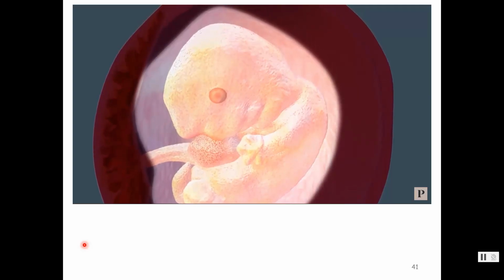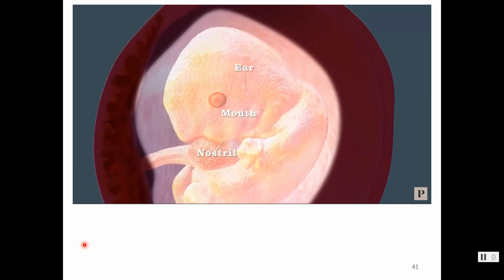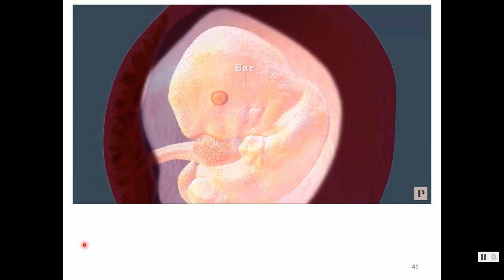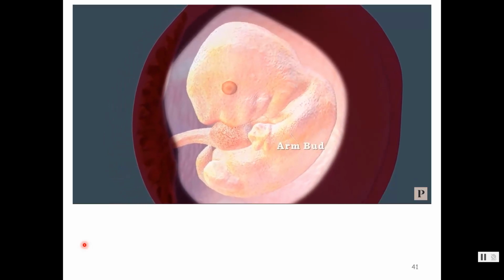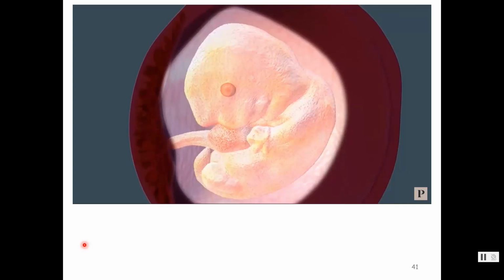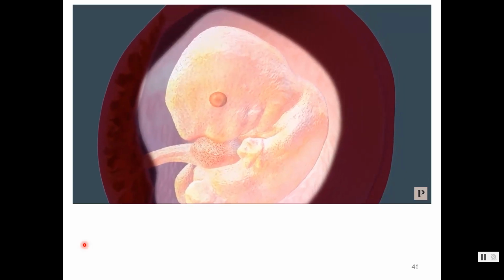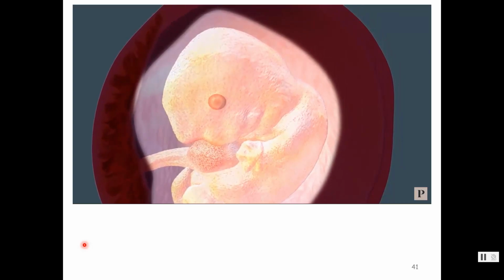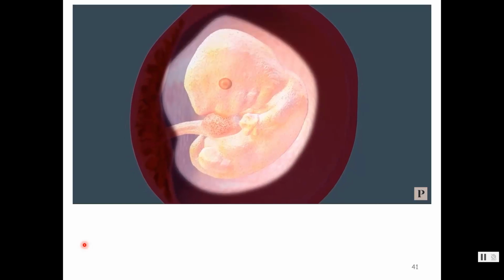It's too early to tell whether your child will have your nose, but mouth, nostril, and ear indentations are visible in the head. The arm buds that formed last week look like paddles. The brain is growing rapidly, including the right and left sides of the brain. The right side of the brain is associated with nonverbal and spatial tasks. The left side is associated with speaking and writing. You'll have to wait and see if your child becomes predominantly right or left-brained.